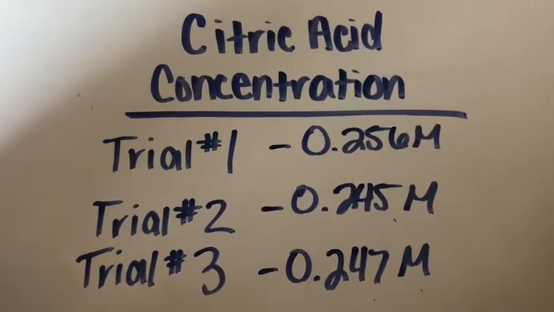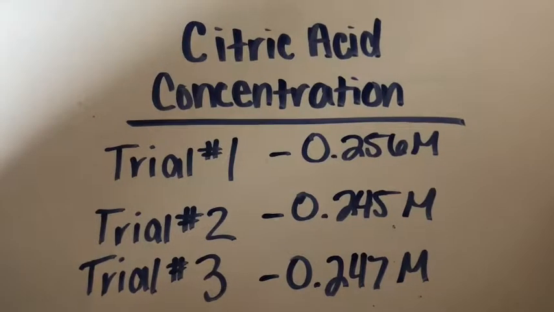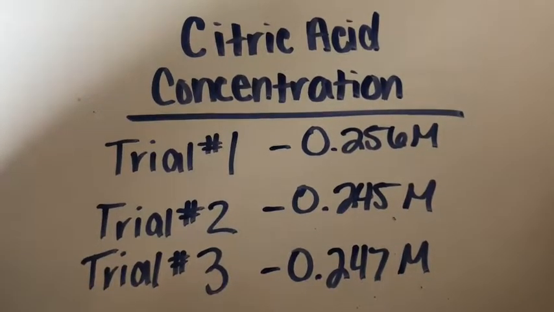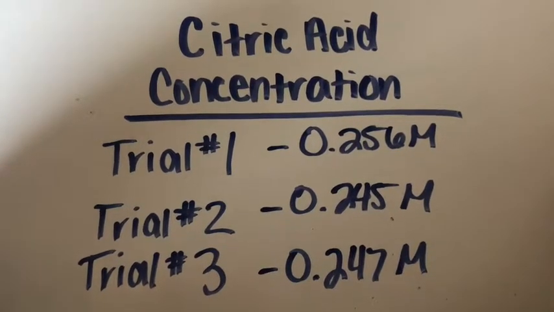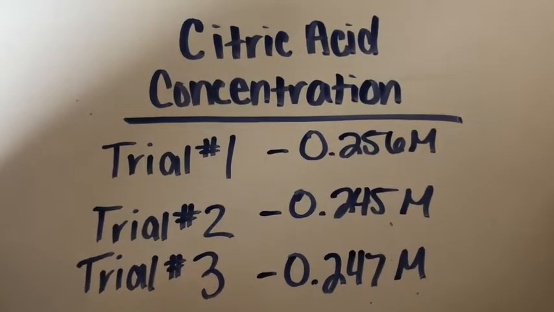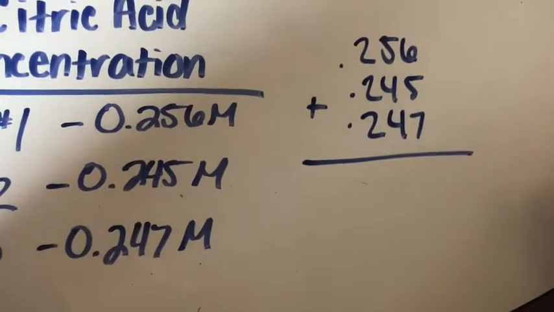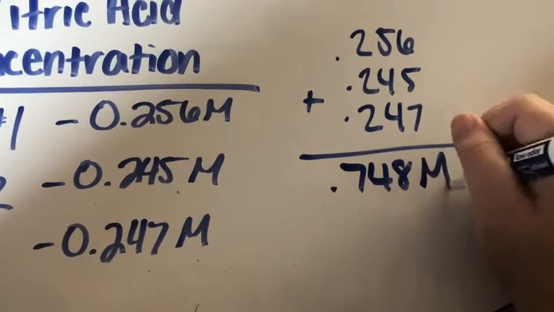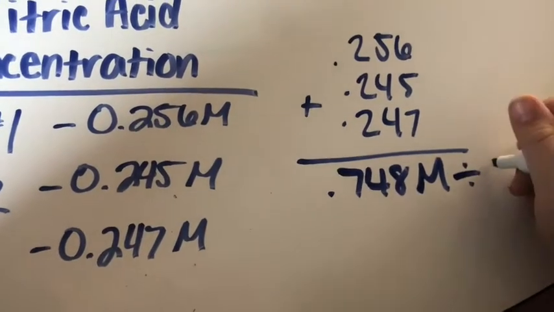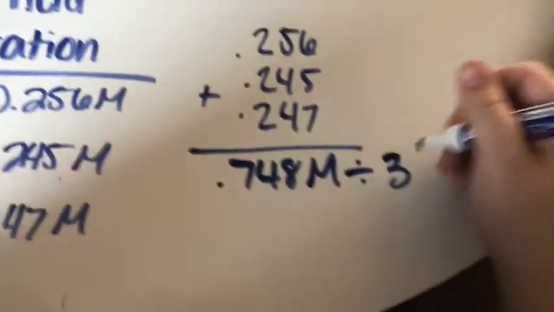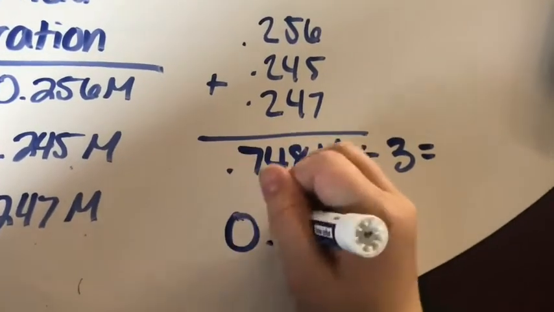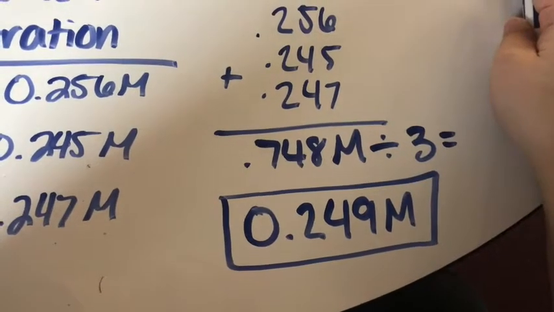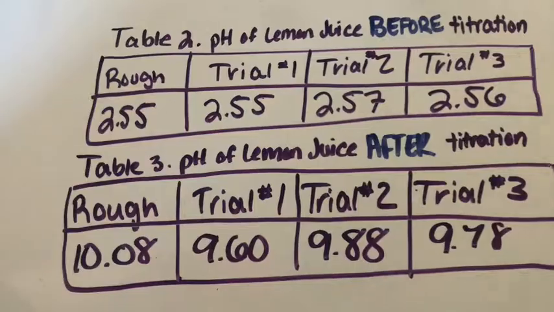After doing some outside work, the citric acid concentrations for trial 1, 2, and 3 are shown here on this table. Trial 1 had a molarity of 0.256, trial 2 a molarity of 0.245, and trial 3 a molarity of 0.247. To find the average of these, we add them all up and we divide it by 3. So if we add all of those up, it comes out to 0.748 molarity, and we divide that by 3, and that equals 0.249 molarity, and this gives us our average for the citric acid concentration.